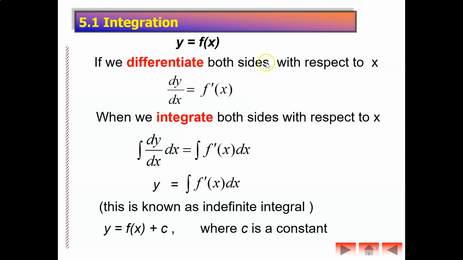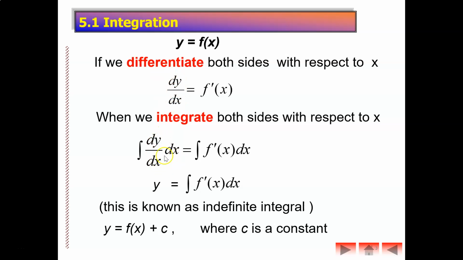Okay, for the first subtopic 5.1, integration, we will start with a given y equal to a function f(x). So let's recall, if we differentiate both sides with respect to x, we will get dy over dx equal to f prime x. If you differentiate this, you will get this. Then, when we integrate both sides with respect to x, you will have this sign. This sign is actually the integration sign. Integrate dy dx.